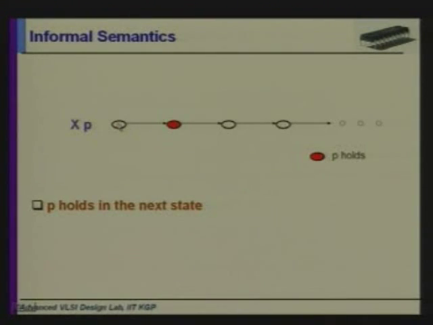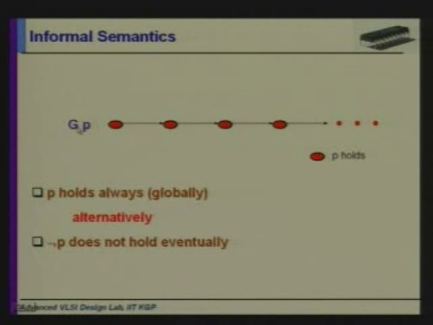So suppose this is the initial state. X p means in the very next state p has to hold. Basically these temporal logic properties are interpreted over a sequence of states. That sequence of states is the run on which we try to verify the property. So on this run X p is holding, this is the initial state, this is where p is true. So X p holds in the next state. Now G p means in this run or path at all states p will hold, then only G p is true on this sequence of states.